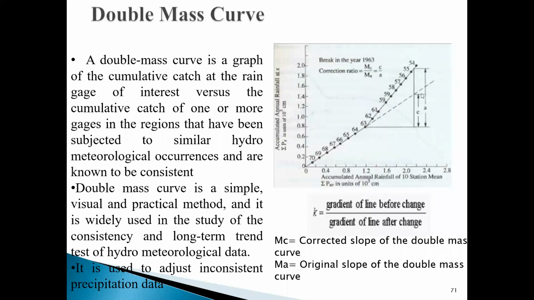So this A represents the slope of the straight line plot after the change in the environment, and the slope C indicates the slope of the straight line before the change in the surrounding environment. That means it should have been a straight line plot. So this correction ratio you have to calculate from the graph, which is nothing but C by A, that is the ratio of the slope of the straight line before and after the change in the environment that has taken place.